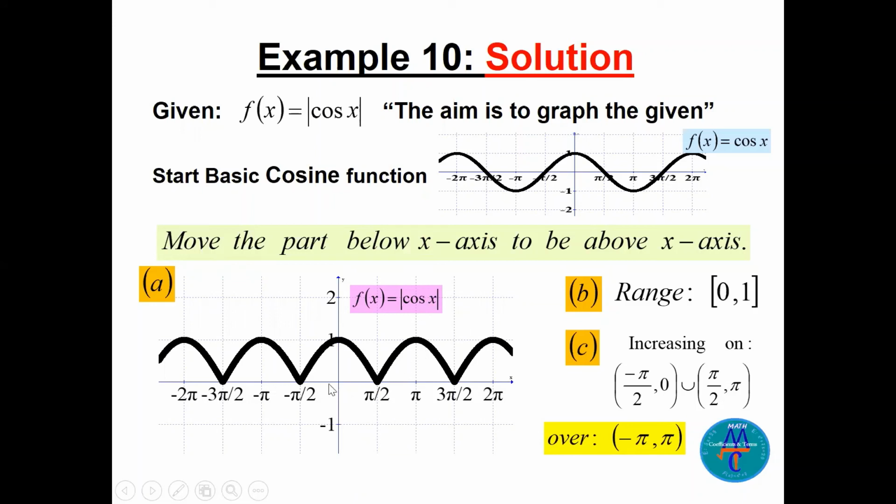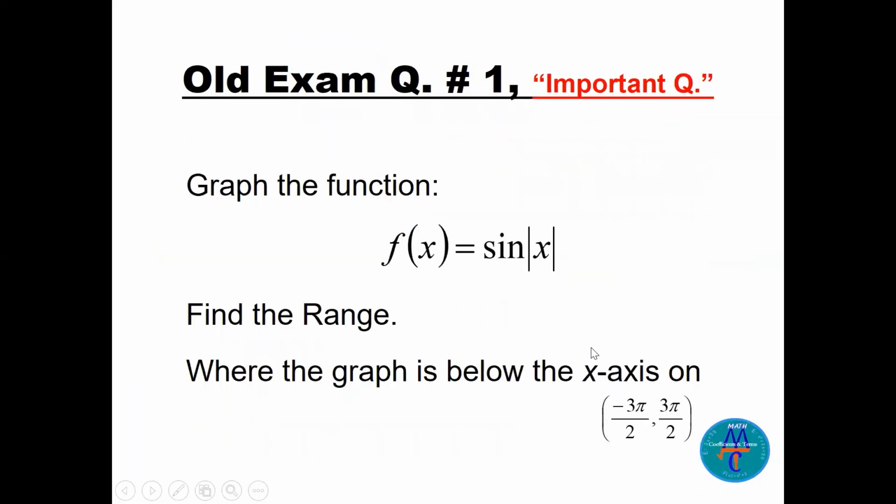The range will be 0 to 1. Where the graph is increasing from minus pi to pi: see, this is minus pi to pi. Where is it increasing? From minus pi over 2 until 0 on the x-axis here, and increasing from pi over 2 to pi, union. Over this interval. If you change the interval, the answer will change. So this is part A, this is part B, and this is part C.